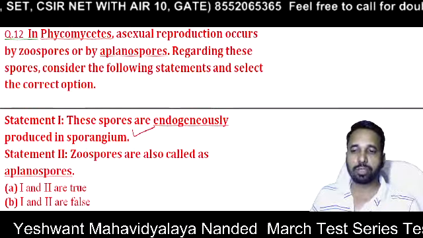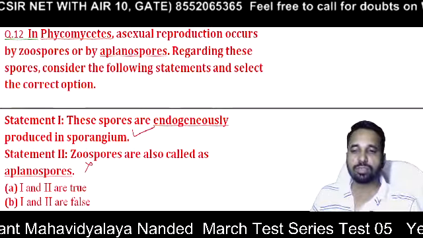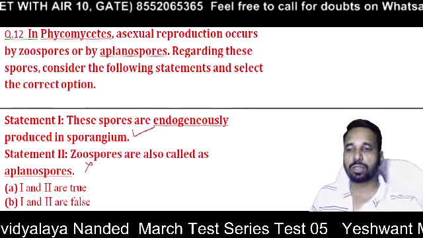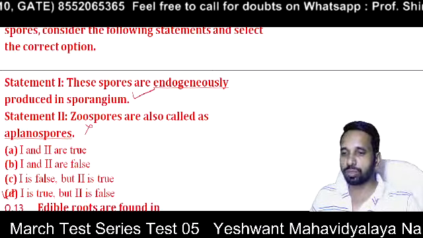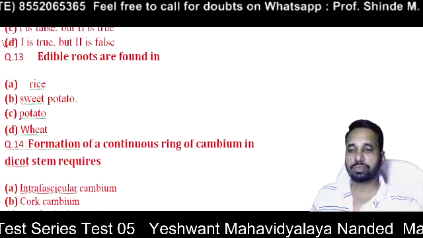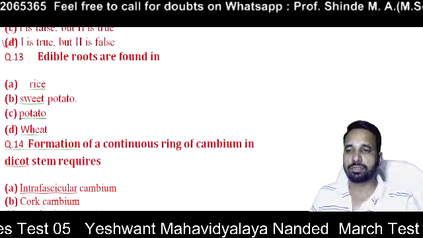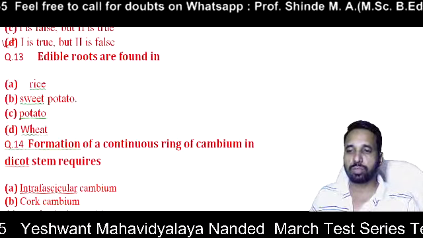Zoospores are also called aplanospores. Now this is a bluff, this is nonsense. Zoospores are motile, aplanospores are non-motile. So the second statement is false. So first is true and second is false. Option D is fine.